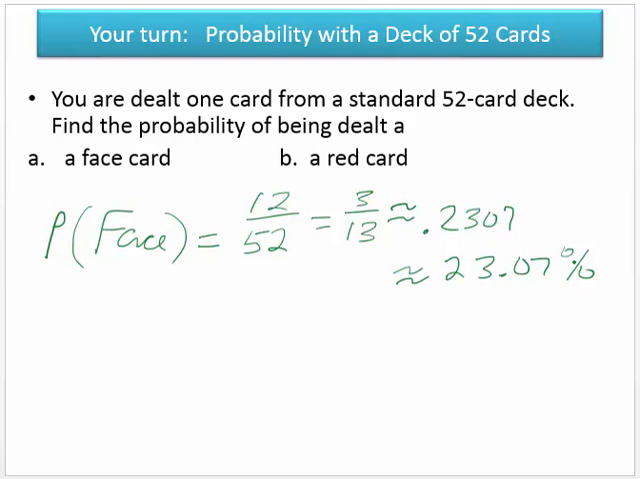What's the probability of being dealt a red card? The probability of being dealt a red card is simply 26 out of 52 because half of the cards in a deck are red.